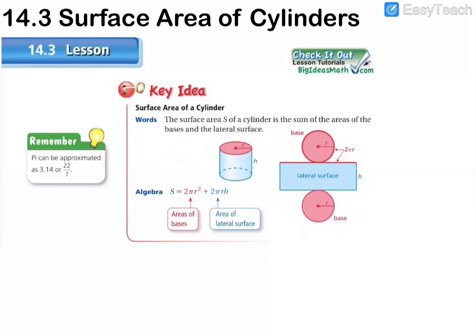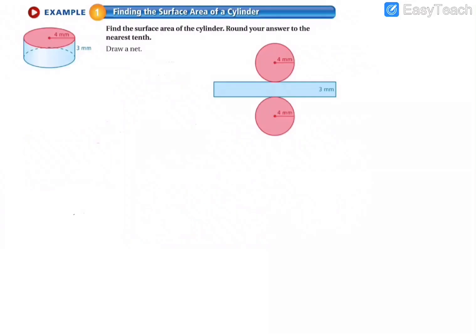Okay, so let's do the first example here. Finding the surface area of a cylinder, round your answer to the nearest tenth. Make sure that you are looking at those when you are doing the assignments in the textbook, because a lot of times I get emails saying, I know I have this answer right, but when I put it in, it's telling me it's wrong. And a lot of times it's because you aren't rounding your answer to what it's telling you to round it to. So make sure you're paying attention to that.